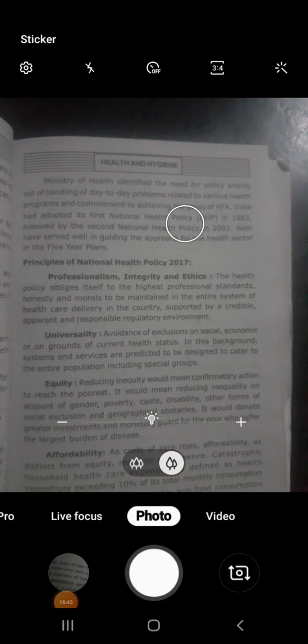The Ministry of Health identifies the need for policy arising from day-to-day problems related to various health programs and the commitment to achieving the goals of Health for All. India adopted the first National Health Policy in 1983, followed by the second National Health Policy in 2002. Both have served in the five-year plans. These are the principles which were implemented in 2017.